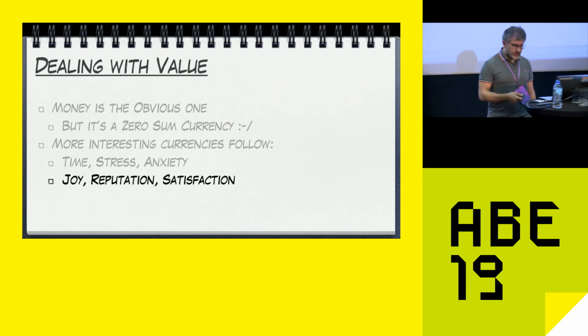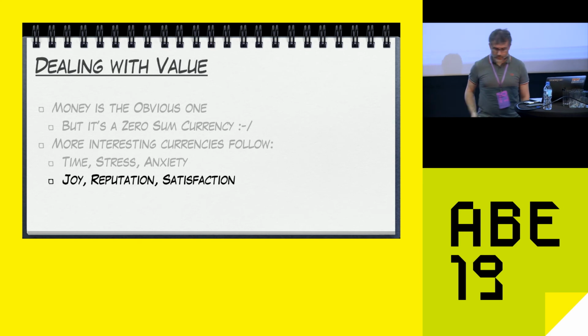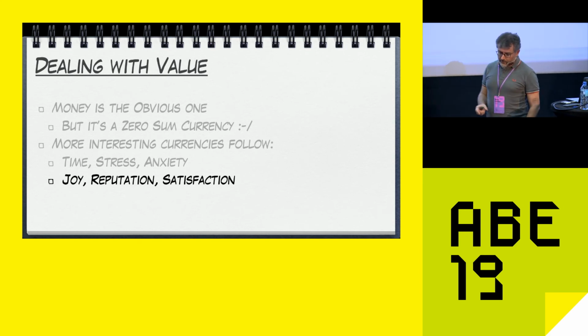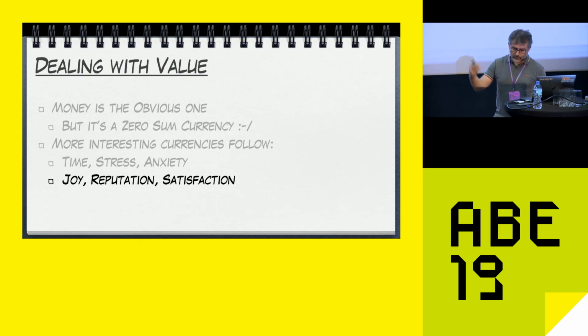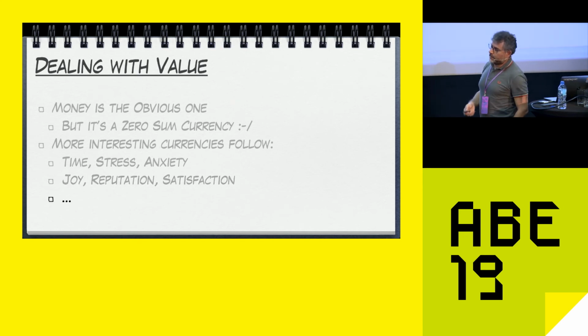In our scenario, in some other companies, we actually discovered some other currencies that were happening along the flow, like the joy of doing good stuff, the reputation happening in a given moment, the satisfaction for a successful delivery, and stuff that we were not thinking about.